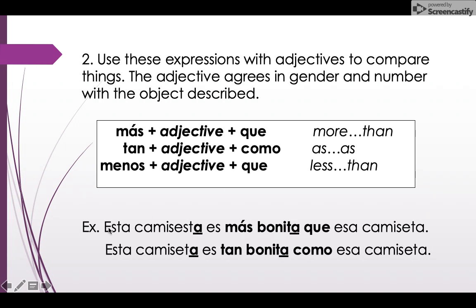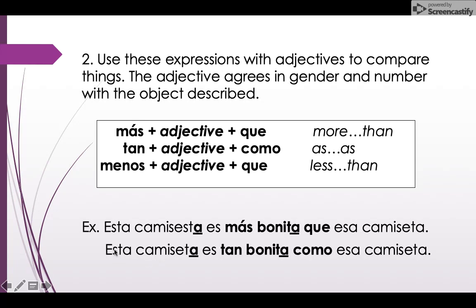So let's take a look at the example. Esta camiseta es más bonita que esa camiseta. That t-shirt is prettier than that t-shirt. So again, the t-shirt is feminine singular. You're going to say this, so it's going to be esta. Más bonita, so it's more. Bonita is your adjective, has to have a feminine ending. Then you have your que, then that t-shirt. So because again, it's feminine and singular, and you're saying that, it's going to be esa.